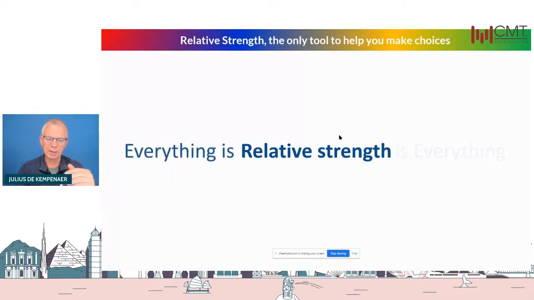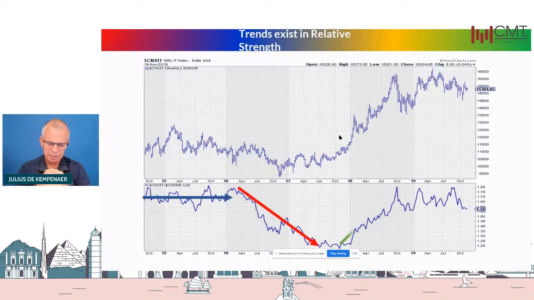So we're going to compare various securities. And this chart shows you a basic relative strength chart. This is the Nifty IT index in India, and the chart below compares that IT sector with the Nifty 500 index. And as you can see, that relative strength line in the lower pane goes through various trends, and they're quite different from what you see in the chart above.